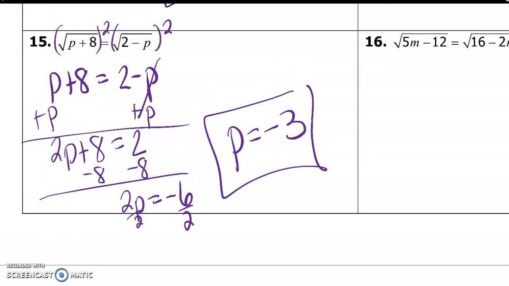So again, you're going to do -3 plus 8, which would give us the square root of 5, and that will give you a weird decimal. And then the square root of 2 minus -3, which is also the square root of 5. So those two do equal the same thing.